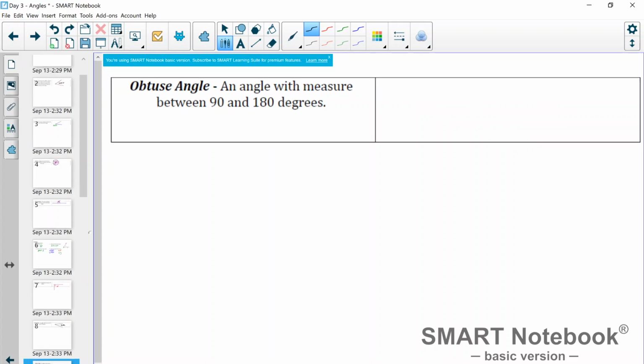An obtuse angle would be an angle that is between 90 and 180 degrees. So if I have a ray going off in one direction and a ray making that, we have a nice large angle. This is going to be greater than 90 degrees. So this is going to be an obtuse angle.